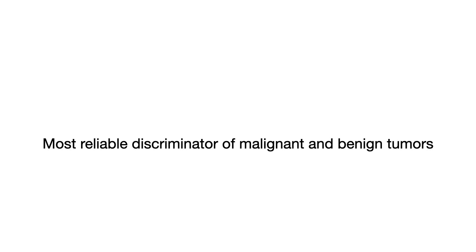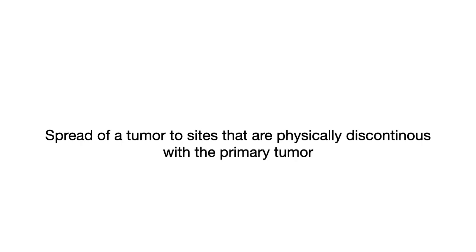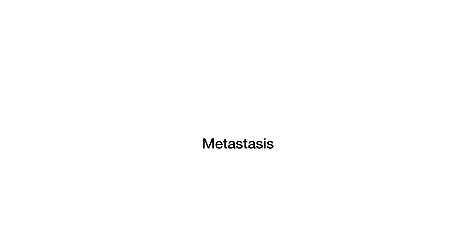What property of malignancies is the most reliable discriminator of malignant and benign tumors? Metastasis. This is a spread of a tumor to sites that are physically discontinuous with the primary tumor. This is the definition for metastasis. What are the three pathways of spread of malignancies?